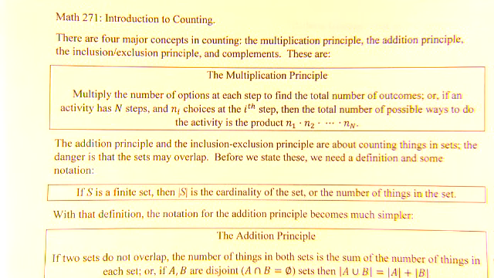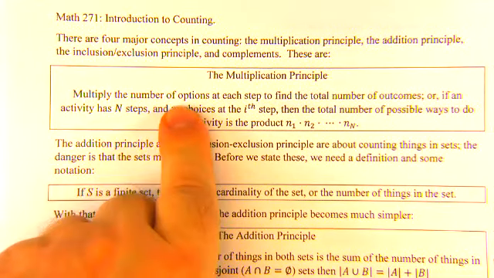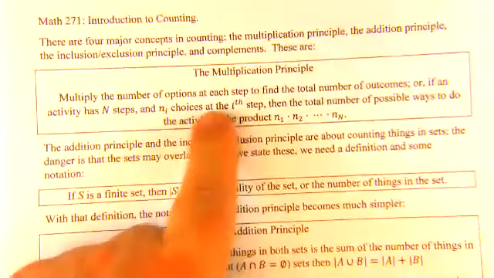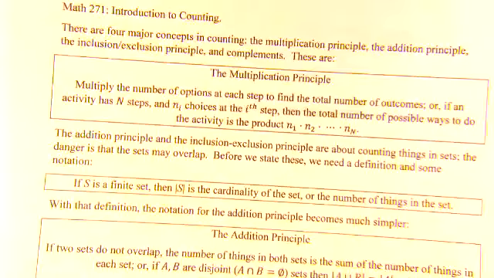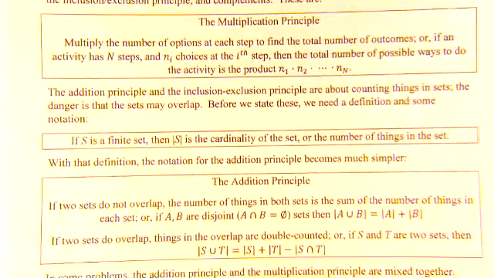and complements. So the multiplication principle: the number of options at each step get multiplied together to find the total number of outcomes. Formally, if you have capital N steps, and n sub i choices at the ith step, the total number of ways to do the activity is the product n1 times n2 times ... times n sub capital N.